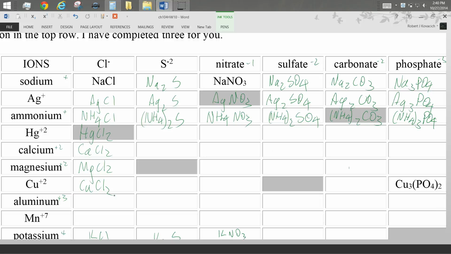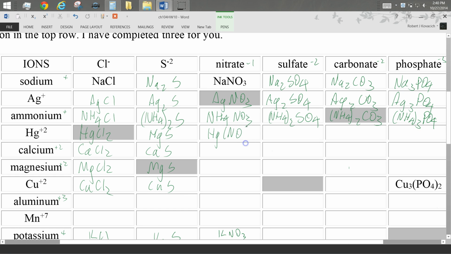The charge balance is the same. So we can do that same thing over here. HgS, and it's 1-to-1 because it's +2 and -2, and then CaS, and MgS, and CuS. Okay, and we've got Hg(NO3)2, and Ca(NO3)2, Mg(NO3)2, and Cu(NO3)2. They're all looking the same because they all have the same charge ratio.